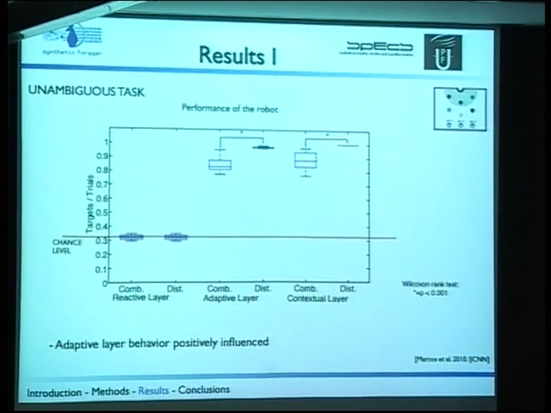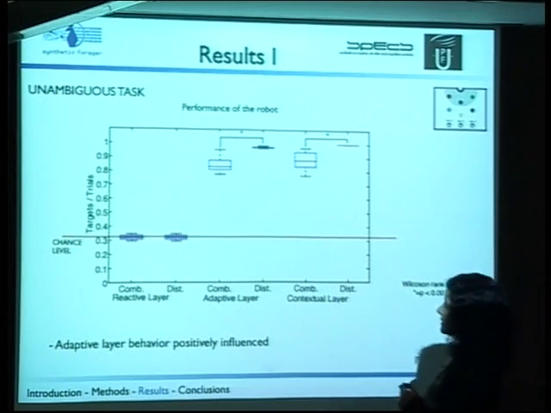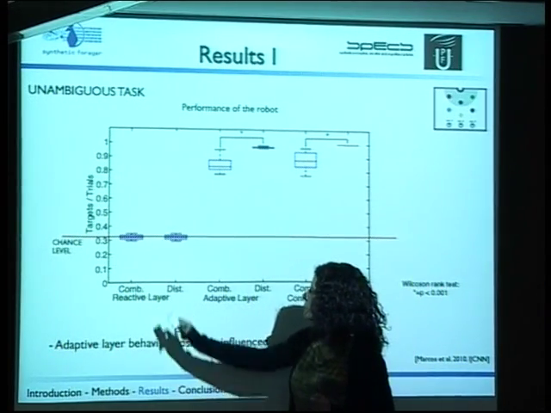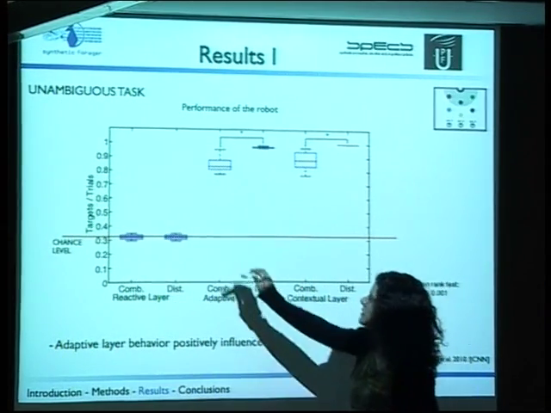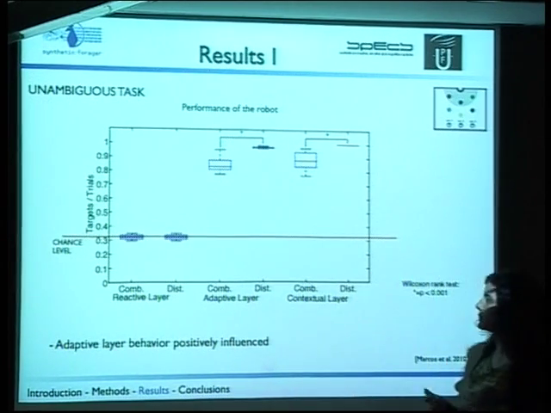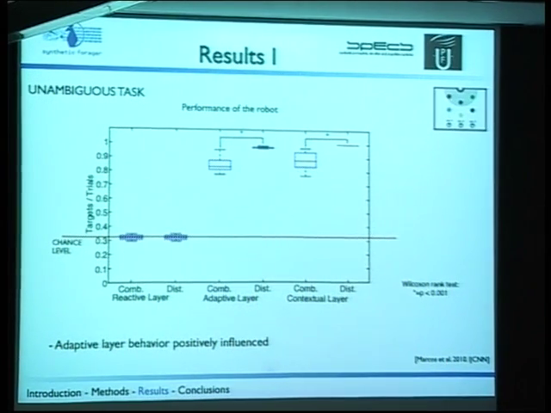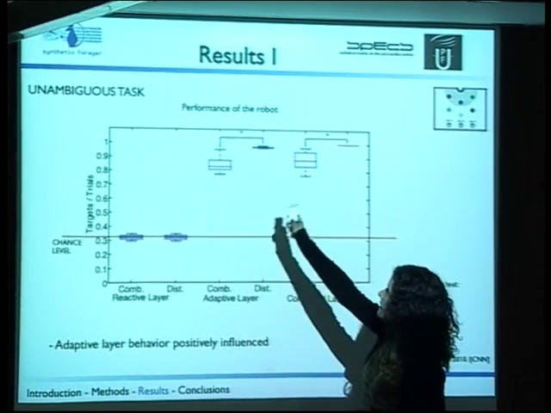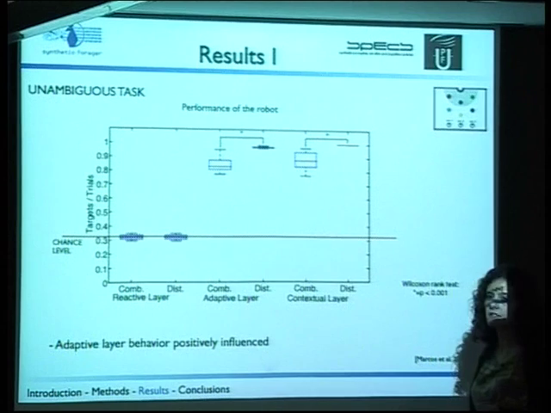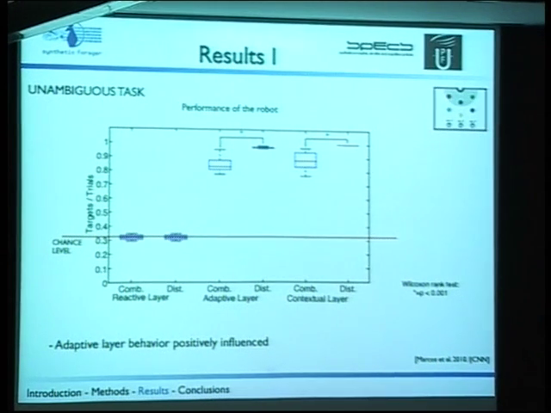In terms of ratio targets divided into trials, we can see here that at the level of the reactive layer, combined and distributed models are at the chance level. So the robot only reaches the target when coming from the middle path. In the adaptive layer, we see that now the performance is higher, and still significantly higher in the case of the distributed model. And this might be due to the motor's noise, which affects more the combined model.